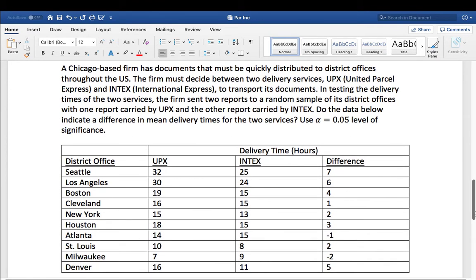A Chicago-based firm has documents that must be quickly distributed to district offices throughout the US. The firm must decide between two delivery services, UPX, United Parcel Express, and Intex, International Express, to transport its documents. In testing the delivery times of the two services, the firm sent two reports to a random sample of its district offices, with one report carried by UPX and the other report carried by Intex. Do the data below indicate a difference in mean delivery times for the two services? Use alpha equals 5% level of significance.